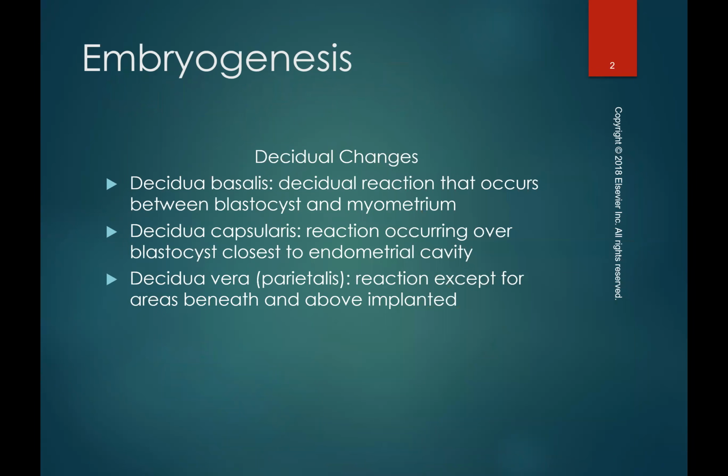A little bit about the embryogenesis of the placenta. There's multiple decidual changes right when the embryo implants into the endometrium. The decidual reaction, which we want to see in the first trimester, appears as a very echogenic ring around the gestational sac. The decidua basalis occurs between the blastocyst and the myometrium. The decidua capsularis reaction occurs over the blastocyst closest to the endometrial cavity. And the decidua vera is the reaction except for areas beneath and above the implanted blastocyst. So there's multiple areas labeled differently that become the placenta.